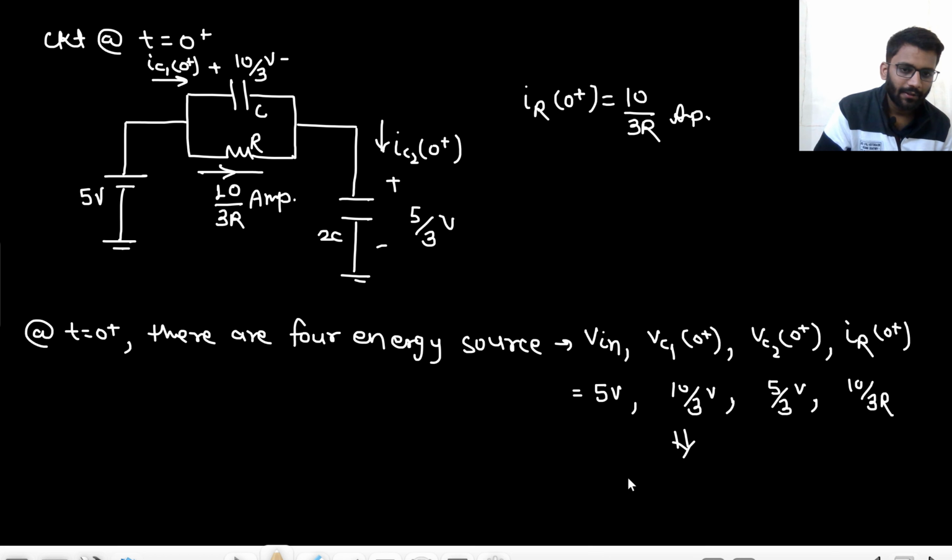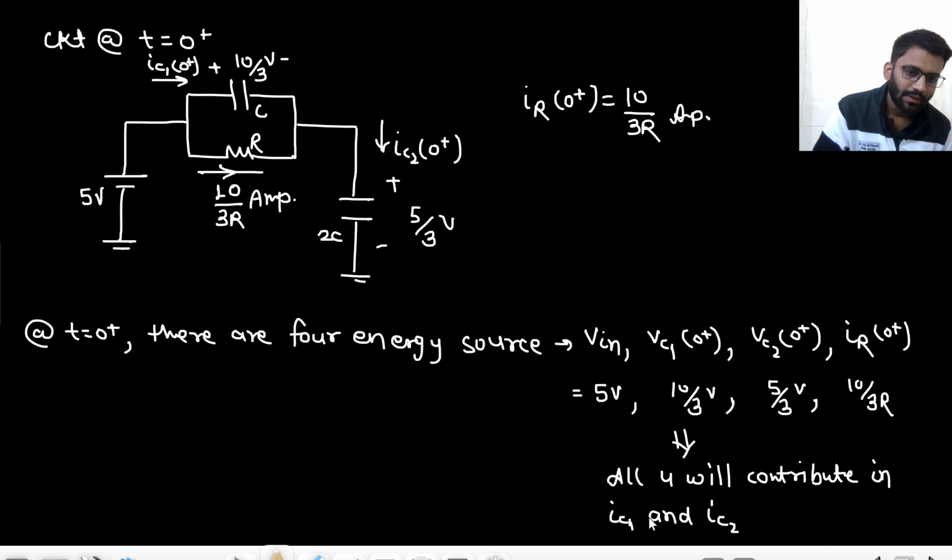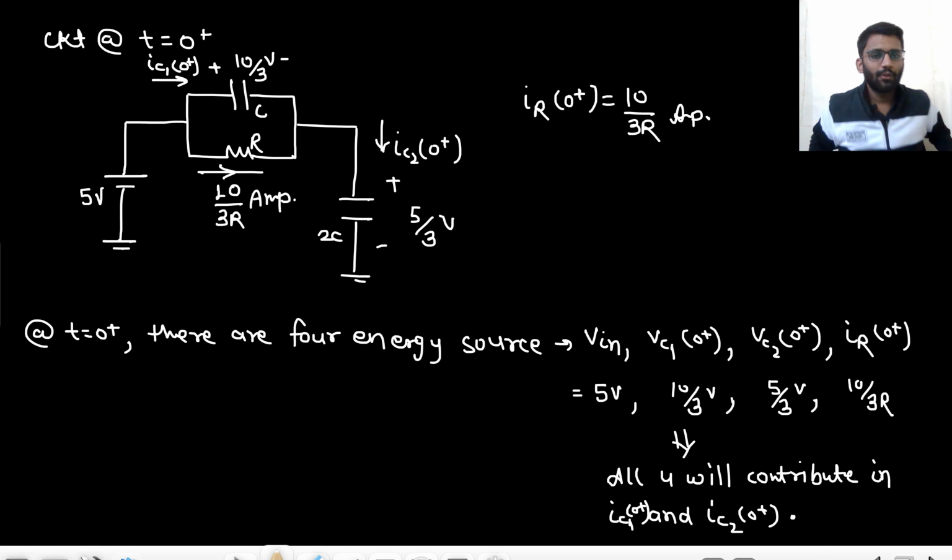So here I can write all 4 will contribute in IC1 and IC2 0 plus, especially at 0 plus. Everything is happening at t equals to 0 plus, right? Now I need to find IC1 0 plus and IC2 0 plus. What I will do? 4 energy sources. What I can do? Superposition. Apply superposition.